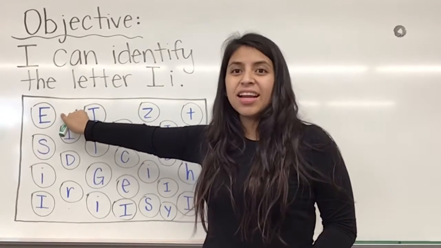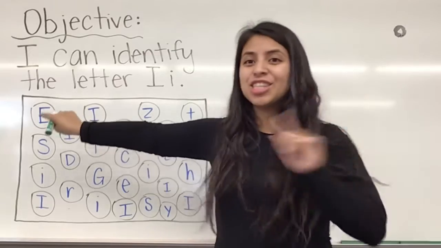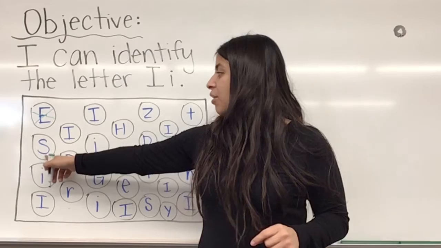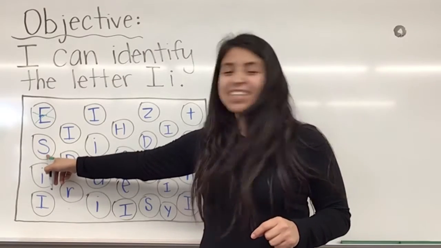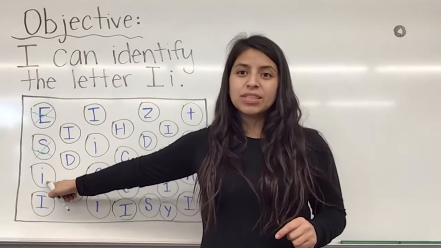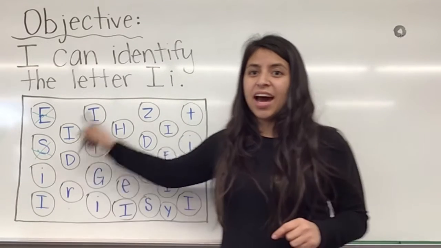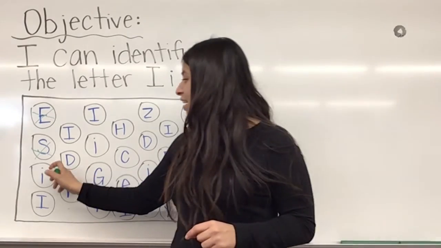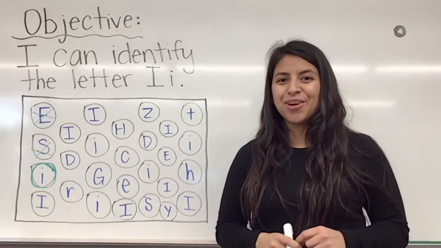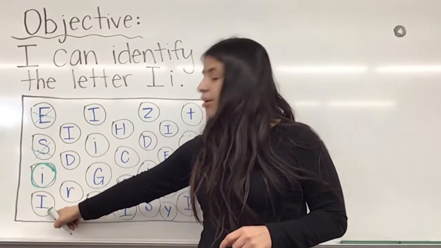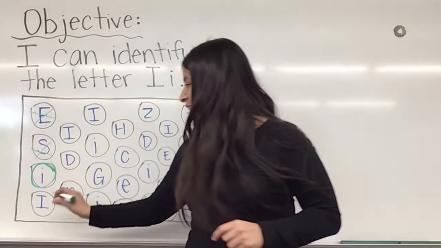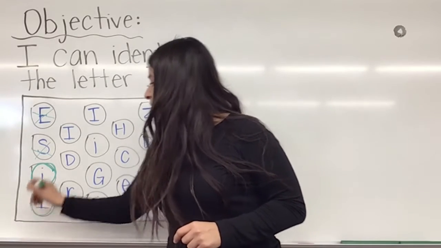All right, TK, so at the very corner, up at the left of our page, we have the letter E. That is not the letter I, so we're not going to circle that. Next, we have our letter S. This is not the letter I, so we're not going to circle that. What about this one, TK? Is that the letter I? Yeah, it's the lowercase I. So we're going to go ahead and dot that. I'm going to circle it, but you dot it with your bingo marker. If we go down here, is this an uppercase or lowercase I? Uppercase, right? So go ahead and dot that.